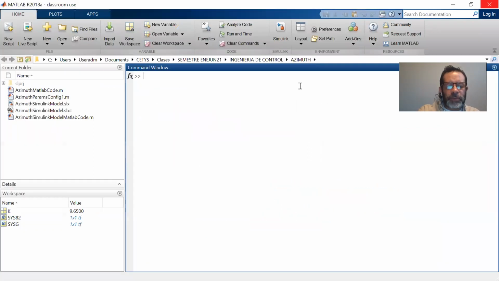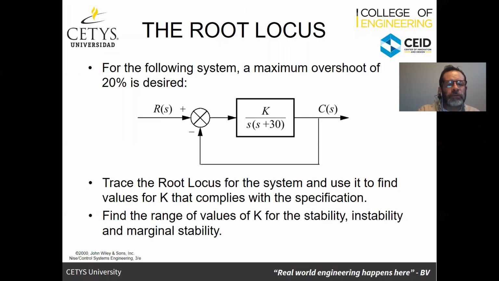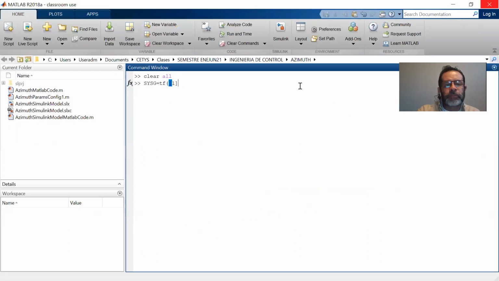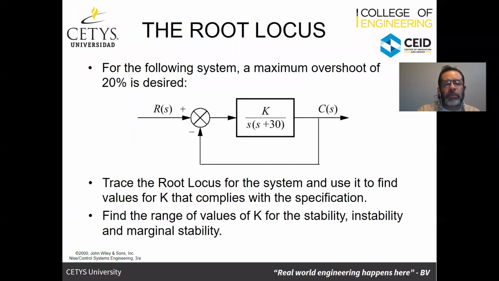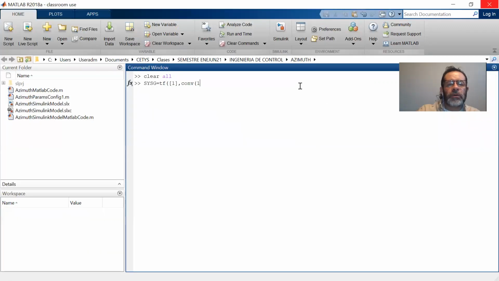So this is a very simple system. So clear all. Sys G is going to be equal to the transfer function of 1, comma, the convolution of 1, 0, comma, and 1, 3, 0. Okay. So that's the transfer function. Let's look at the root locus.